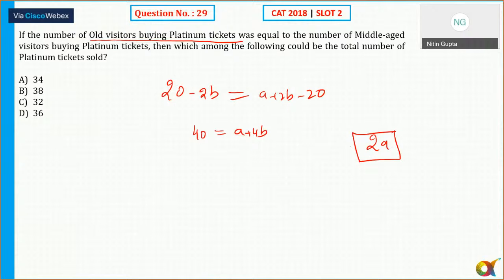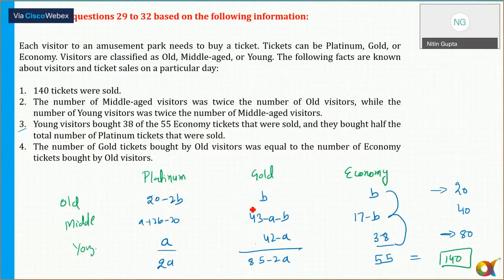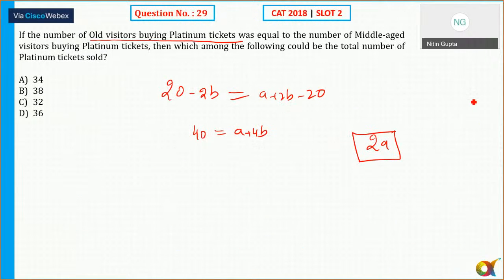The number of old visitors buying platinum tickets, that is 20 minus 2B, was equal to the number of middle-aged visitors buying platinum tickets, A plus 2B minus 20. Which among the following could be the total number of platinum tickets sold? That is equal to 2A. Also, from a few parameters here, none of the values can be negative. So I get some conditions: 20 minus 2B has to be greater than or equal to 0. So B has to be less than or equal to 10. That is the condition.